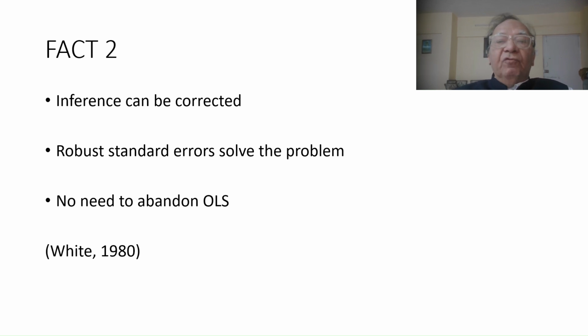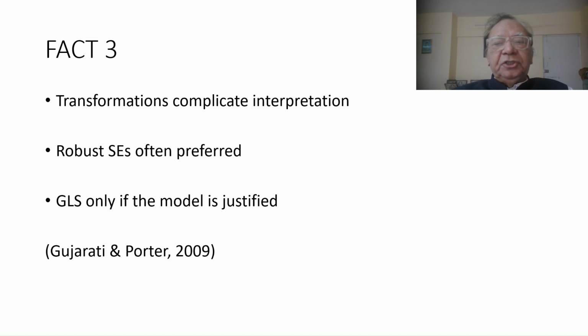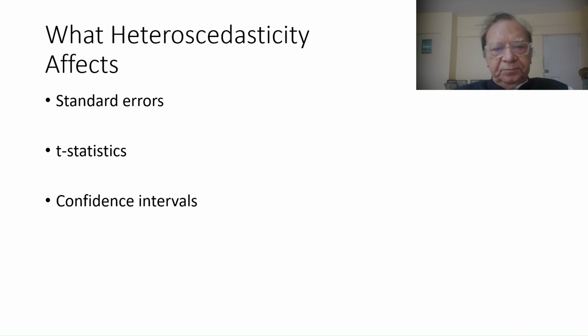Myth 3 versus fact 3. Researchers are often advised to transform data to fix heteroscedasticity. Gujarati and Porter caution that such transformations can complicate interpretation and are unnecessary when robust standard errors are available. Transformation should be theory driven, not automatic.